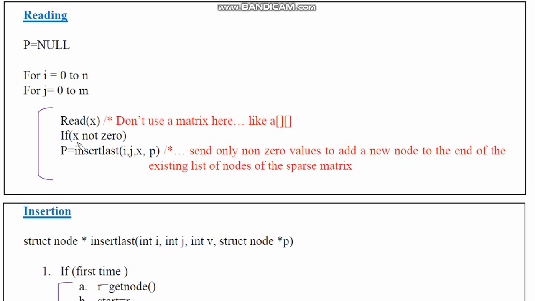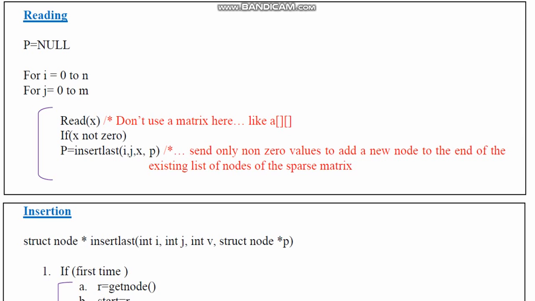So the moment I find a non-zero value, that row i, that column j, and that value x is passed to my existing list. I'm using my insert last program that we have already seen. So I'm going to insert it to the end of the existing list. If it is the first, fine. If it is successive, it will insert to the end of that existing list. I think that should be clear.